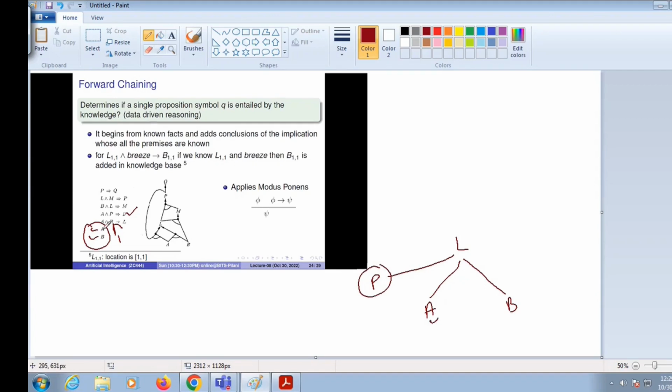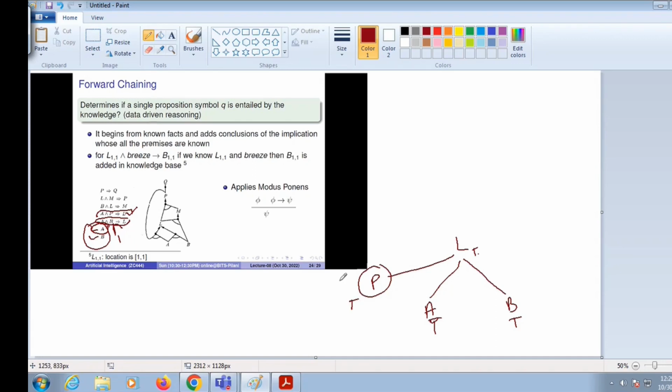A was given to me as an independent thing, so I know that A is true. B was given to me, so I know that B is true. But for P, I don't know. A and B implies L. Since A and B both are true, I know that L is true. A and P implies L. I don't know the value of P, but when I combine A and P, it gives true, so the only possibility is that P is true.